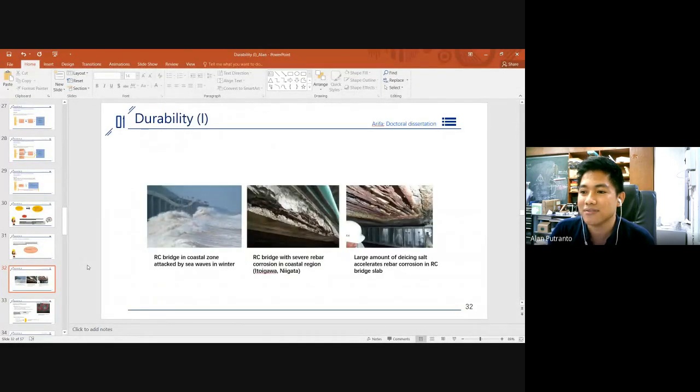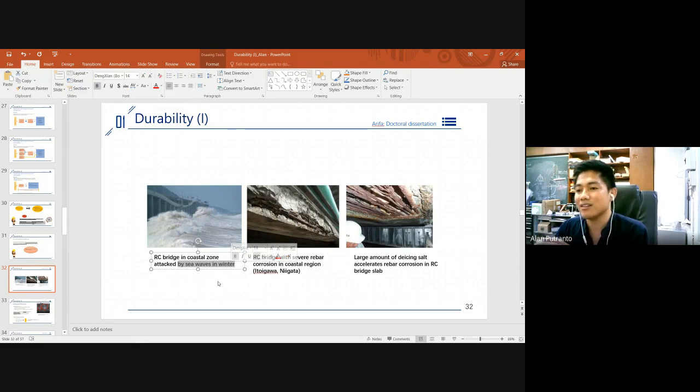This kind of deterioration will happen to our structure in the coastal zone, maybe like in the same case as our midterm case, right? I got it from a doctoral dissertation, but I didn't get the reference. This one is when a reinforced concrete bridge is attacked by the sea wave in the winter season. When the winter season comes, the wave may be bigger than usual, and that will make our structure get swayed or swept because of the sea wave.